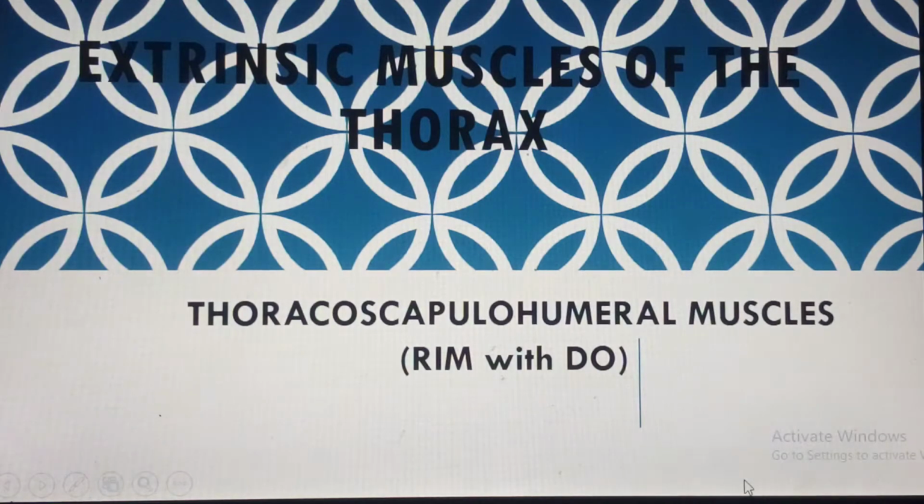Today's section, I want to quickly run through some muscles that I've tagged thoracoscapulohumeral muscles. Most of these are extrinsic muscles of the thorax. Apart from the individual functions these muscles play, most of them will have an accessory function in helping the various respiratory movements. In inhalation and exhalation, they will serve as accessory muscles. So, without much ado, let's quickly go through these muscles.